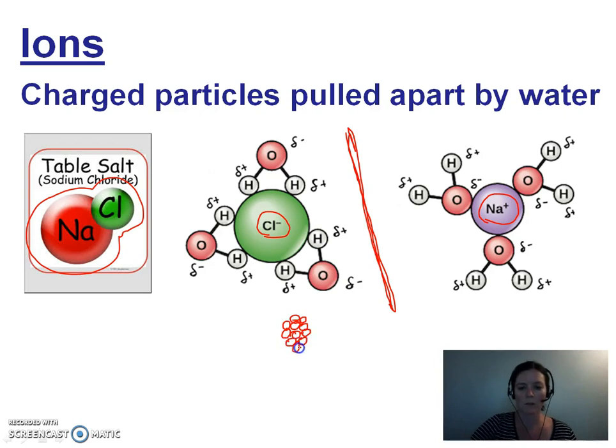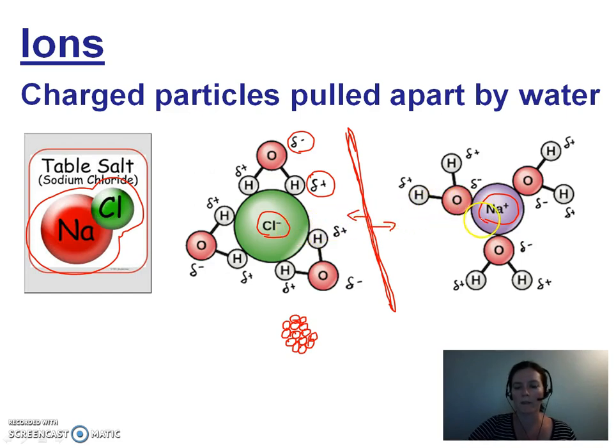So the sodium and the chloride create these crystals that stick tightly together. Well, when you add the salt to water, those charged areas of water that we talked about, the negative and the positive, cluster around the opposite charges that they can find in the salt. And what happens is that the water actually separates these two molecules from each other.